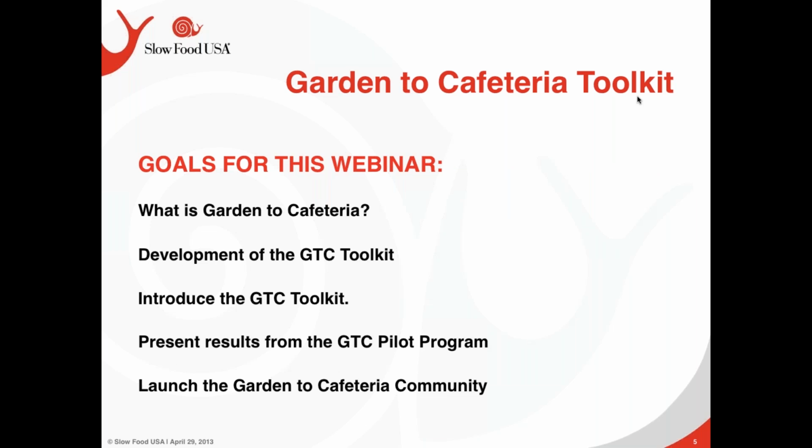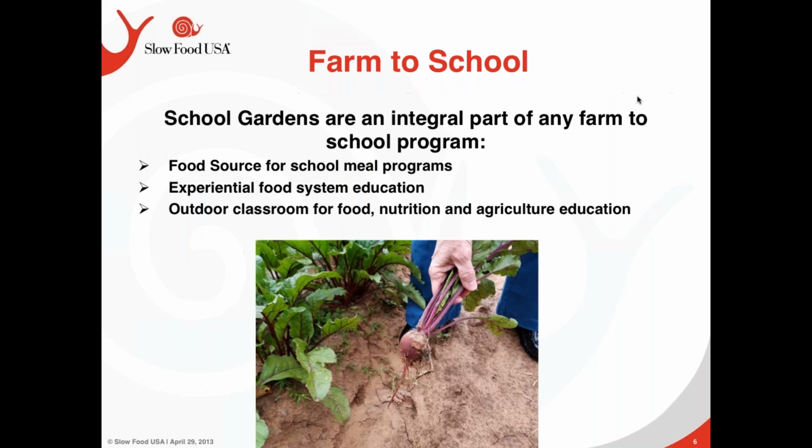The next slide, please. Today we are here to share with you all about the Garden to Cafeteria Toolkit. We're going to share a definition of what Garden to Cafeteria means, how the toolkit was developed, and give an overview of the toolkit. We'll share results from the pilot implementation that we undertook during the 2017-2018 school year, and then we'll be launching our Garden to Cafeteria community and sharing how we'll be providing ongoing support for your development of your own Garden to Cafeteria protocol. Now I'm going to switch it over to Tegan Hagee of the USDA.